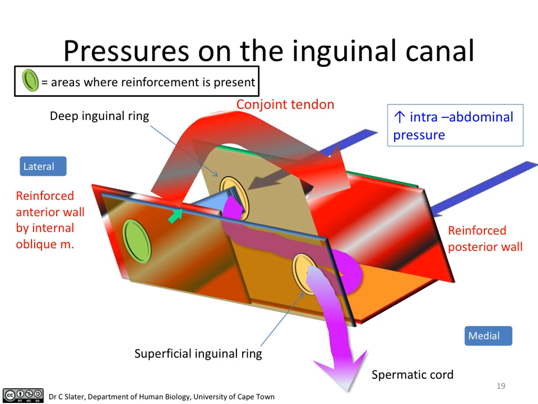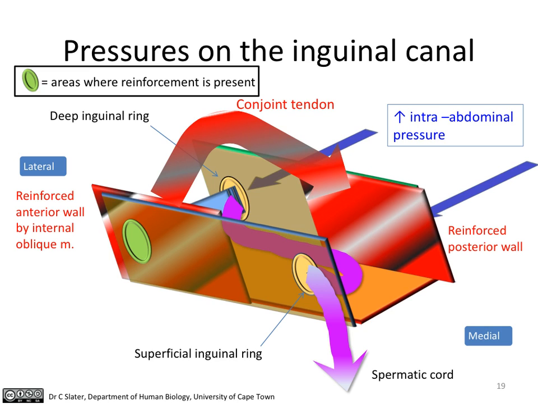It's therefore quite easy for structures to come through the deep inguinal ring, but this is resisted by reinforcement of the anterior wall by the internal oblique muscle. On the medial side, the transversalis fascia forming the posterior wall is reinforced medially by the conjoint tendon, and this prevents structures coming through, trying to exit the anterior wall weakness through the superficial inguinal ring.